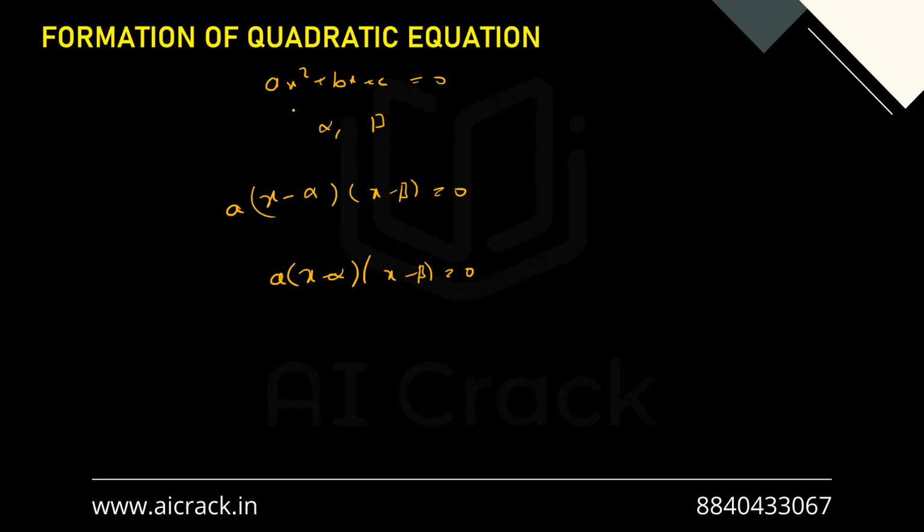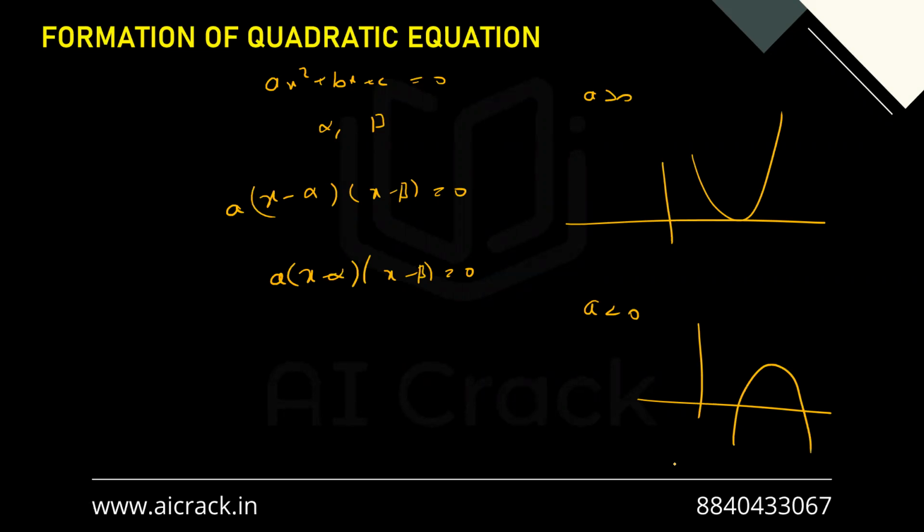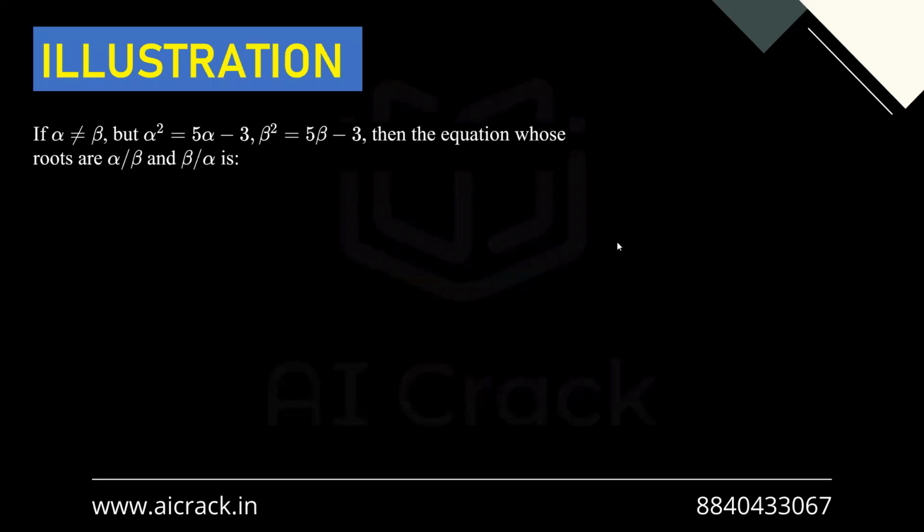Now, the coefficient of x square has a very significant importance in terms of quadratic equations, because if a is greater than 0, that means the parabola is facing upwards. If a is less than 0, that means the parabola is facing downwards. So you have to remember this, and we have to be very careful with these things. Okay. Now let's look at one more question.